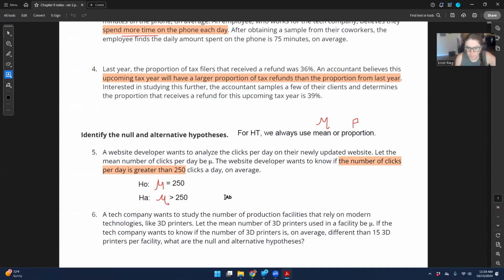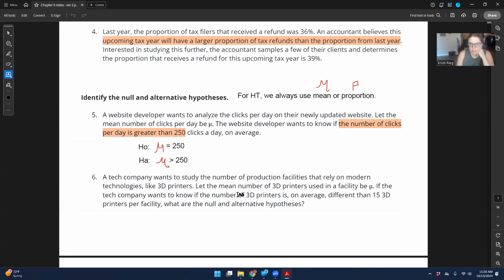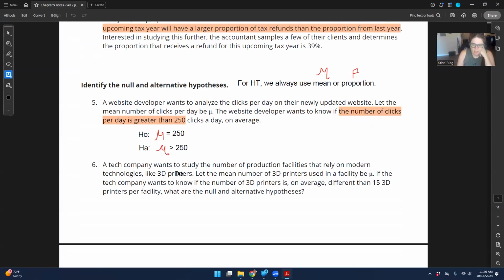Oh, it's hard to say. Okay, so many words. Let's try this again. A tech company wants to study the number of production facilities that rely on modern technologies like 3D printers. Let the mean number of 3D printers be mu. Okay, well, this also tells us we're using mu. If the tech company wants to know if the 3D printer count is on average different than 15 3D printers per facility. Okay, so that's what we want to know.